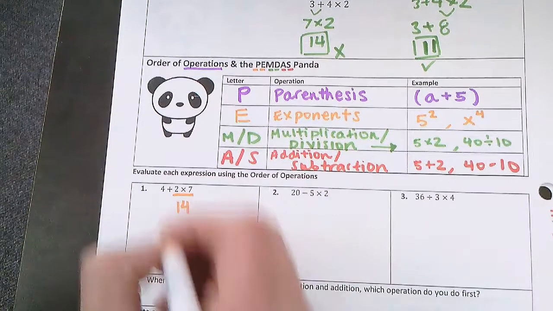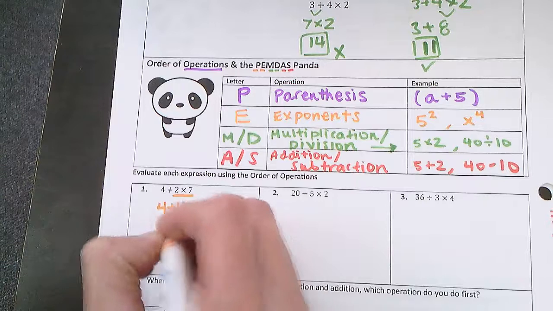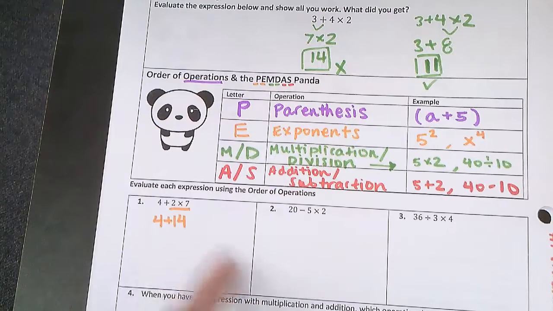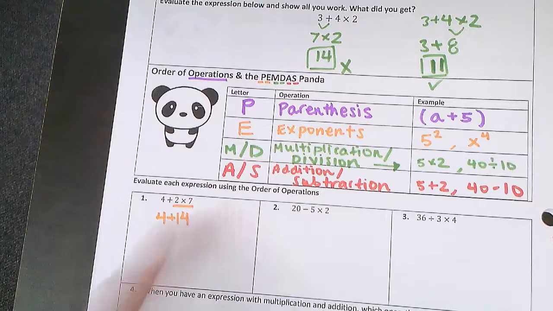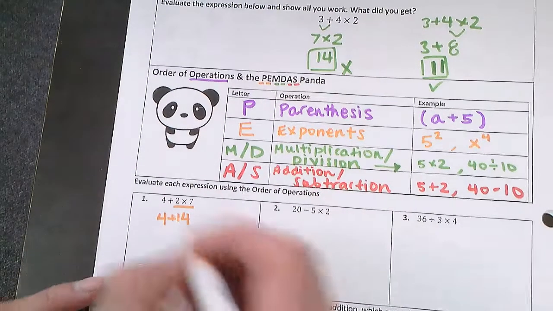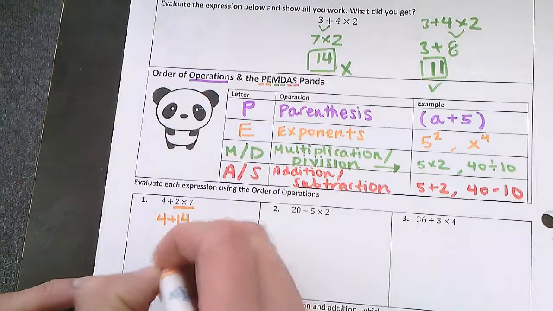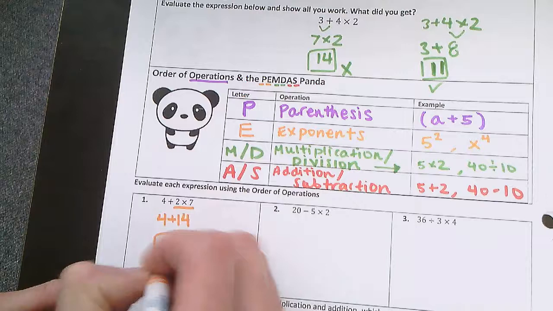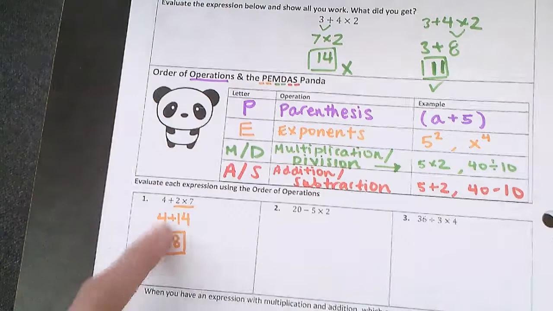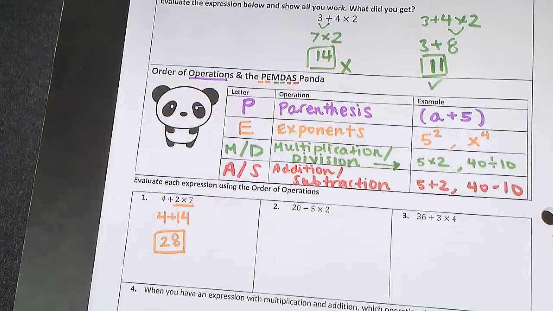Okay, and we still have this 4 here. So then we have 4 plus 14. Is there any more multiplication or division? No, now it's just addition and subtraction, the last step. Now I can solve it or evaluate it. 4 plus 14 is 18. 18 is what I get when I fully evaluate this expression right here. The first letter of the secret word is A, as in alphabet.